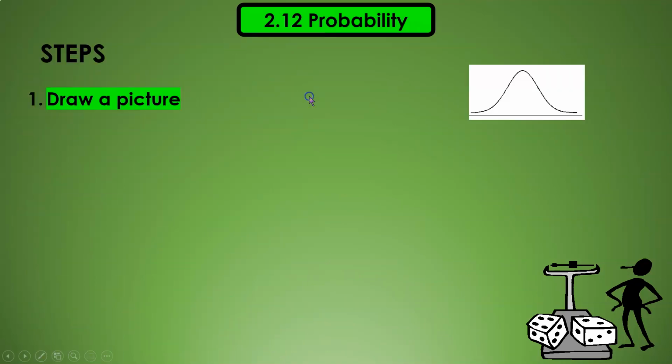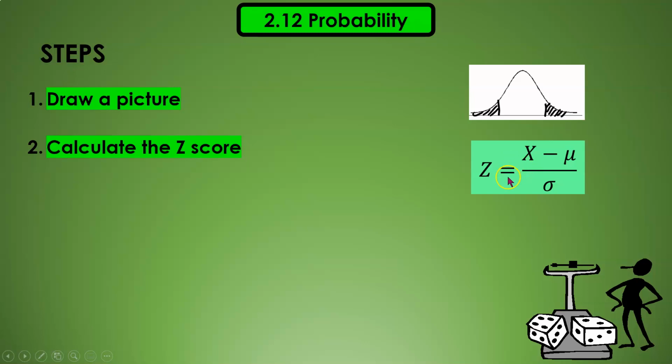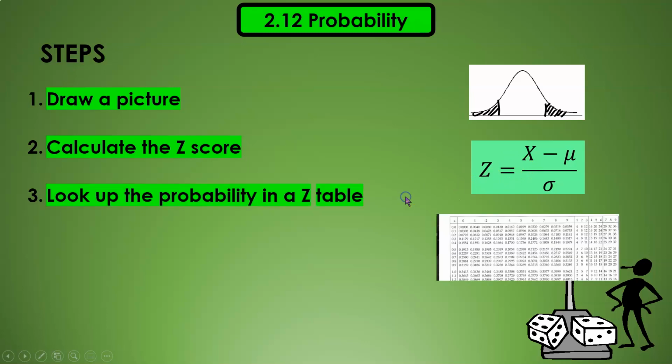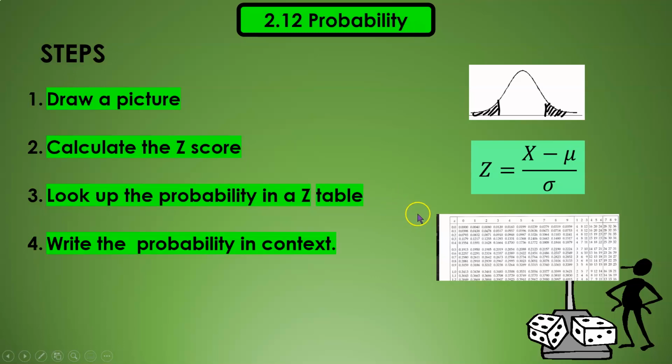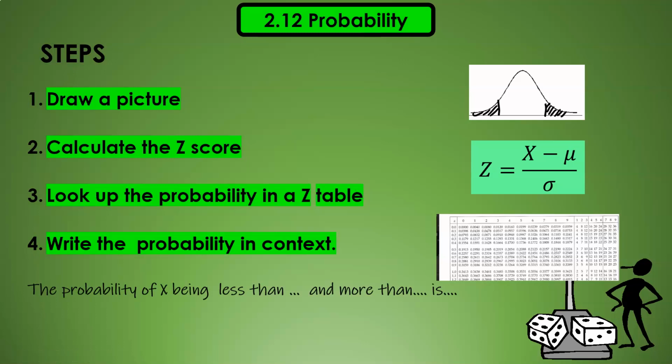As always, it's the same steps you've been doing for a while. Draw a picture. If you end up with one that looks like this, calculate the z-score, look it up from the table, and then we just have to remember to take away from 1. So the probability of x being less than a value and more than a value is that.